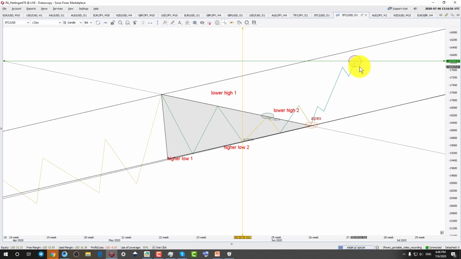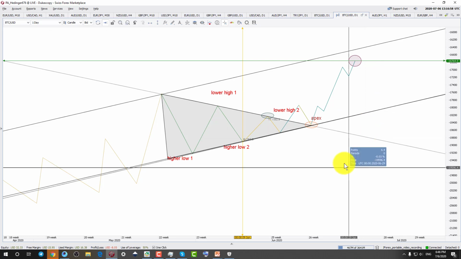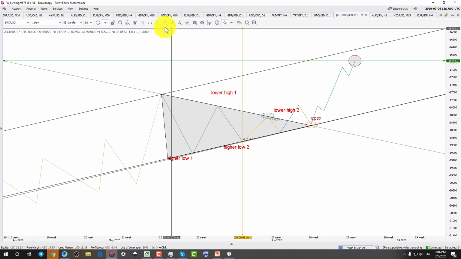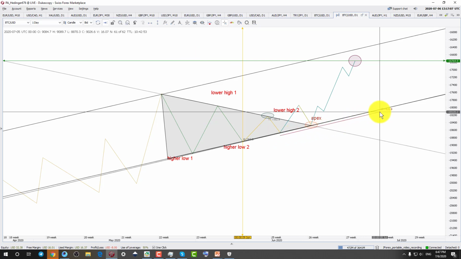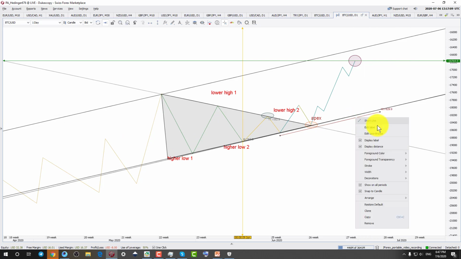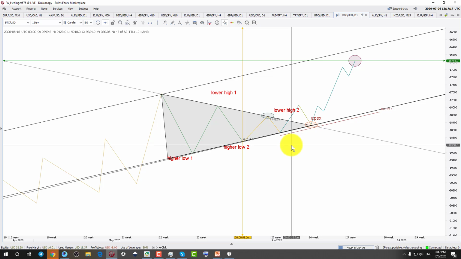But we will not be only talking about booking profits, we will also be talking about stop losses. So where should be your stop loss? Your stop loss should always be below this line. You can keep trailing your stop manually as the price goes higher. Okay, so this is a very good pattern to trade. You should not miss such type of tradings.